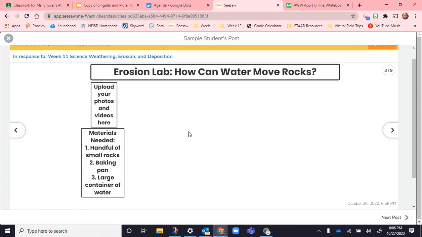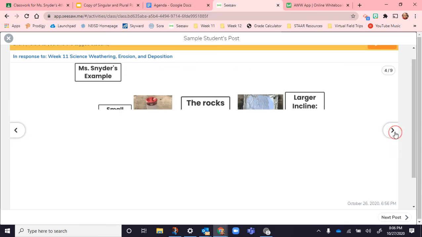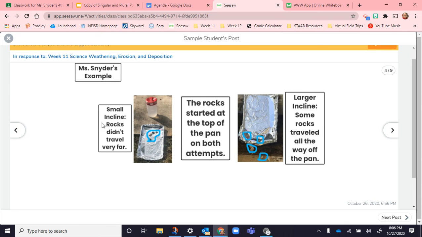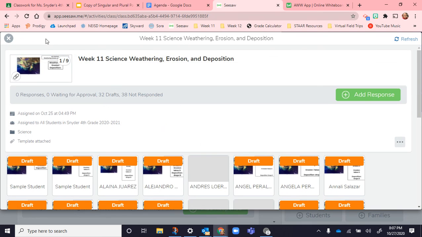And then again, remember your information needs to go on this page 3. So I want to see, if you recorded a video or if you took photos, whatever you did to show it, I'd like to see your evidence and your observations, similar to what I put on here. With notes about where they started, where they ended up, all that I'd love to see. And then we drafted that.